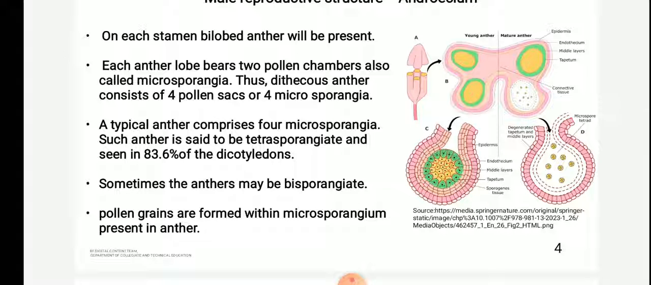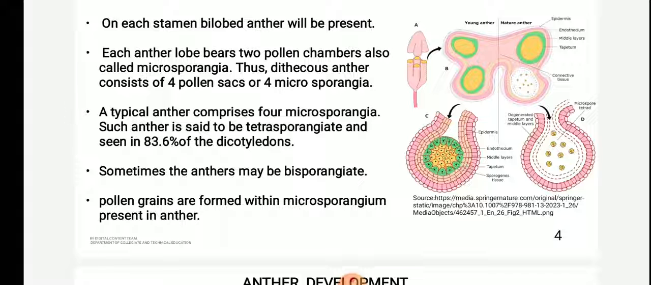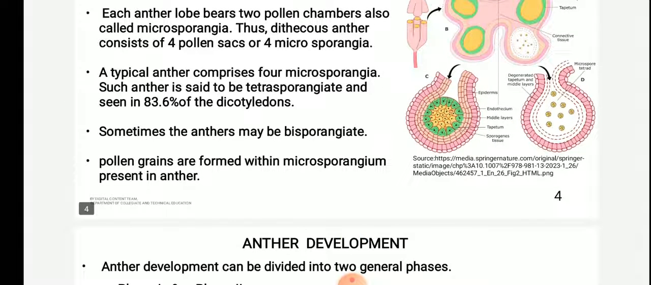You have to understand this. Anther is bilobed and tetrasporangiate. So in each lobe there will be 2 microsporangia or pollen sacs. So totally there will be 4 microsporangia per anther. That is why a typical anther comprises 4 microsporangia. Such an anther is said to be tetrasporangiate and is seen in 83.6% of dicotyledons.